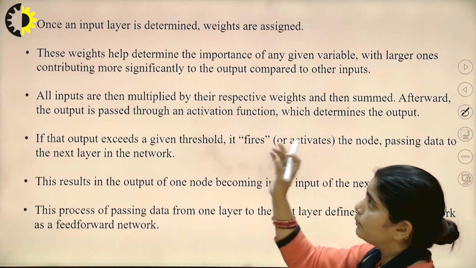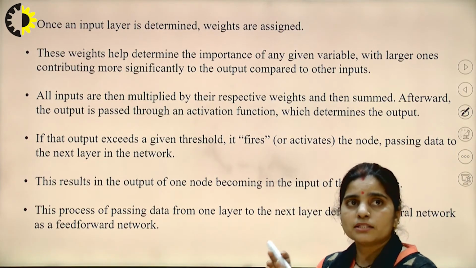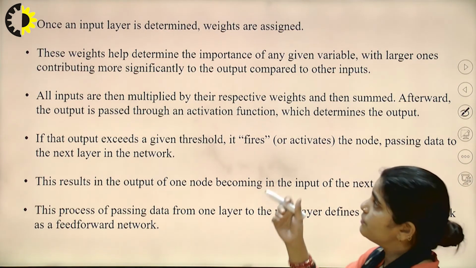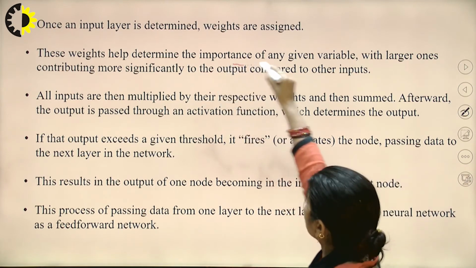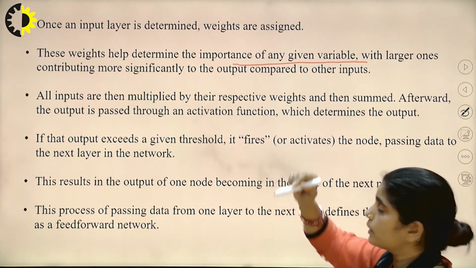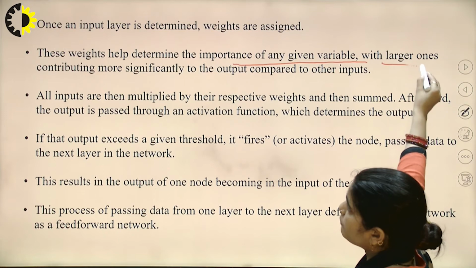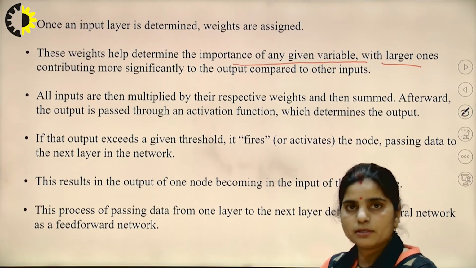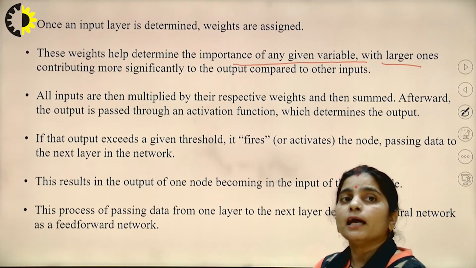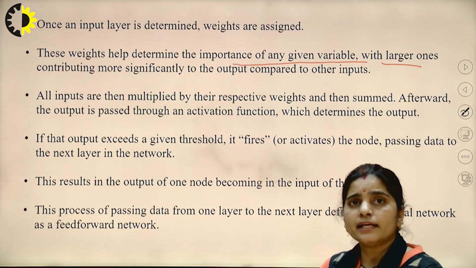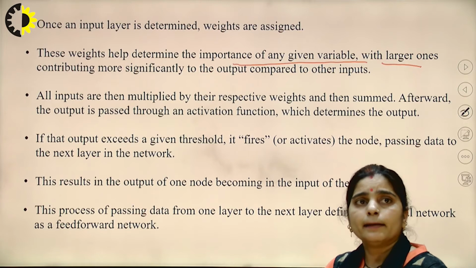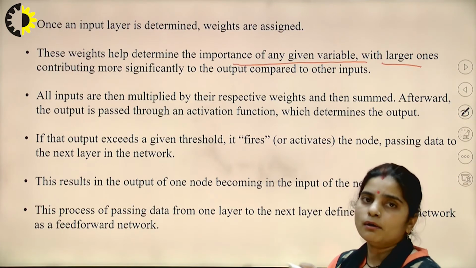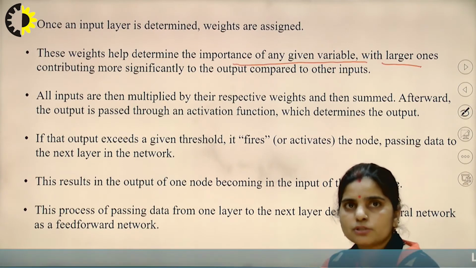layer is an input layer, then you have to assign weights to the individual nodes of that input layer. The weights which each individual node is associated with help in determining the importance of any given variable of the data set, meaning the weights associated with the input data help in identifying which variable is contributing more significantly to the output or less to the output.